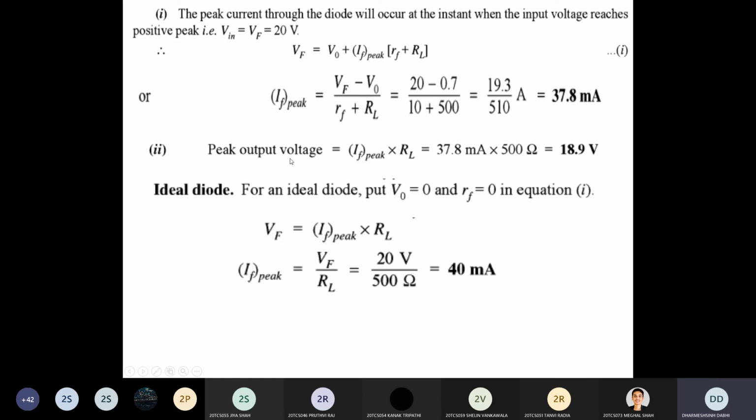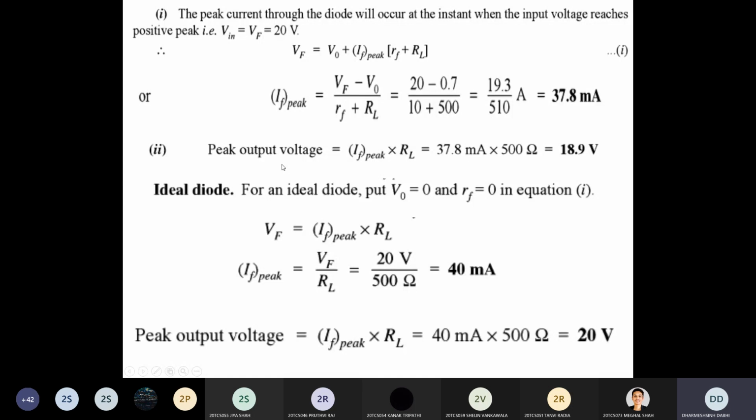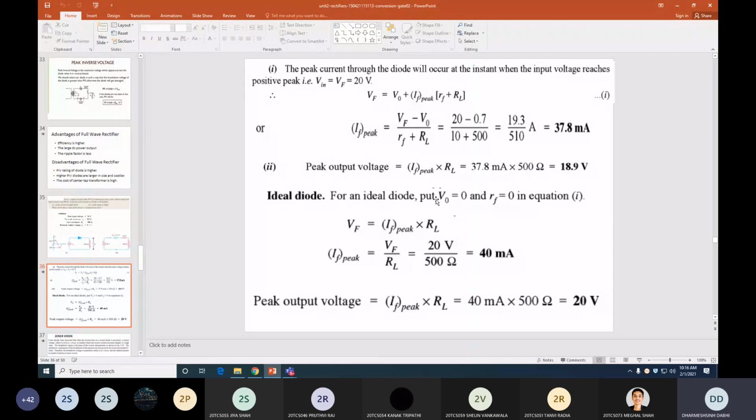Now what is the output voltage? Peak output voltage? 20 volt. Yes, very good. It is 20 volt, 40 milliampere multiplied by 500. So it is 20 volt. All of you understand this example? Is there any doubt to anyone? Yes? Anyone? Is there any doubt to anyone about this example?